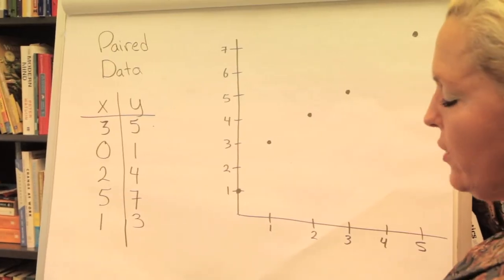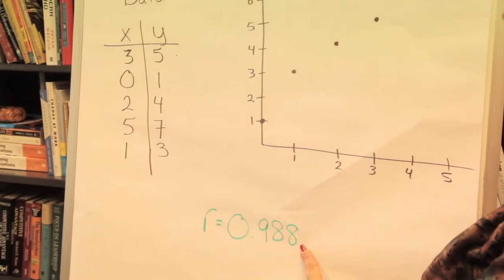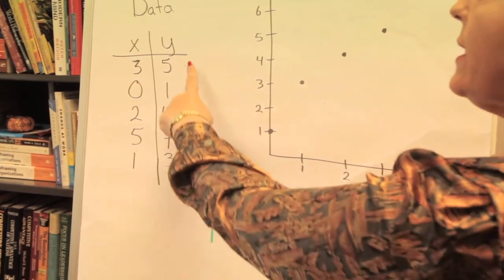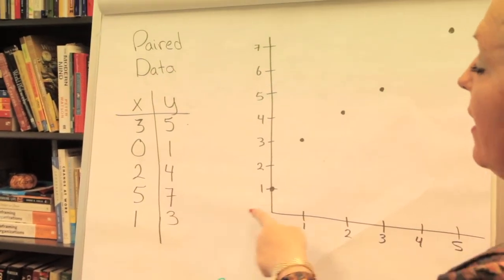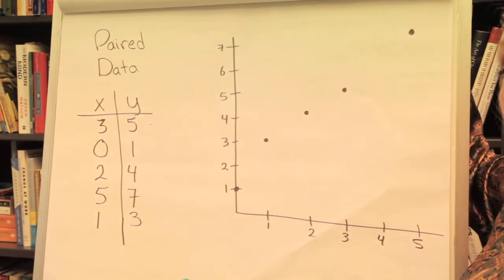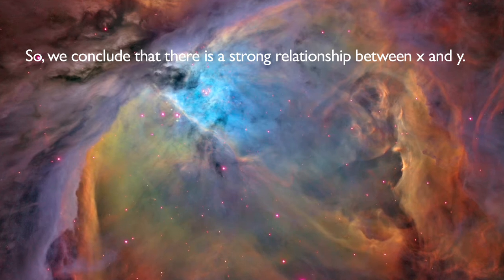When we graph these points, the result we get is very close to a line, which is what we would expect. If we have a correlation of 0.988, that's very close to 1. So we expect a line that is very close to a straight line. If we take the 5 points here and we plot those points, notice how close to a straight line we have. So we conclude that there's a strong relationship between x and y.